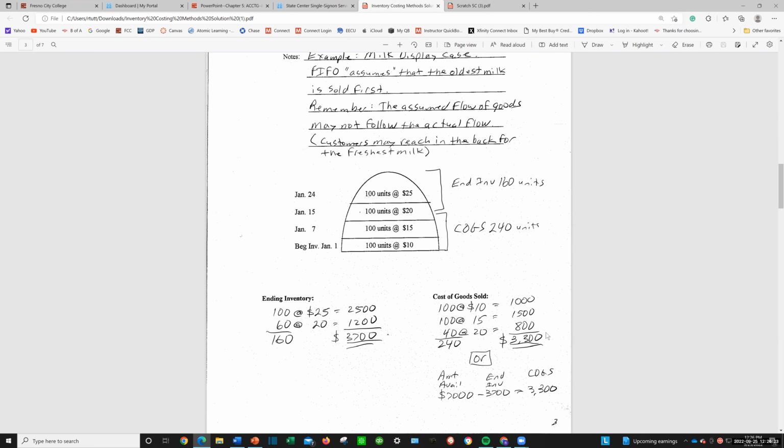Cost that out: 100 at $10, 100 at 15, 40 at 20. So those 240 units are going to be costed at 3,300. Now, again, remember the amount available from before all this was $7,000. So if the amount available is 7,000 and we know our ending inventory is 3,700, then our cost of goods sold would be amount available of 7,000 minus what we had left, which is the ending inventory of 3,700, which will equal cost of goods sold of 3,300. Okay.